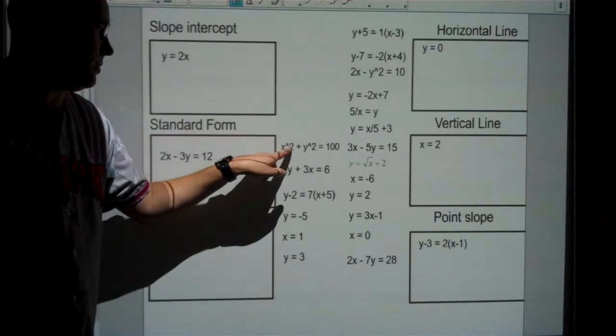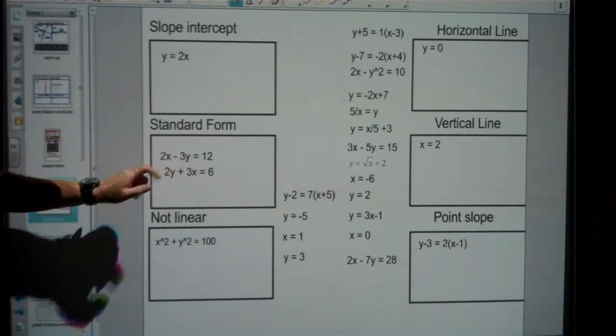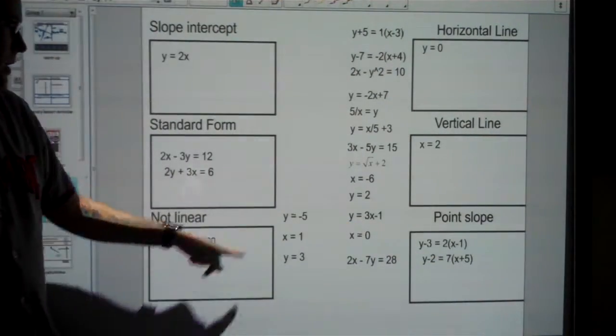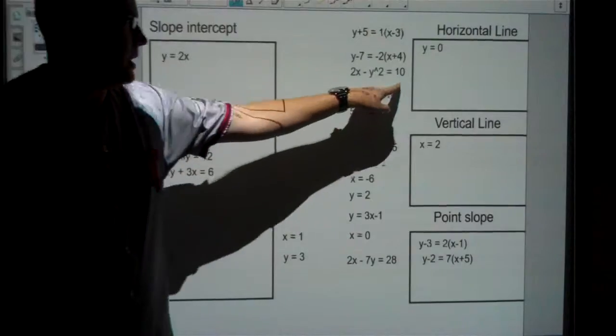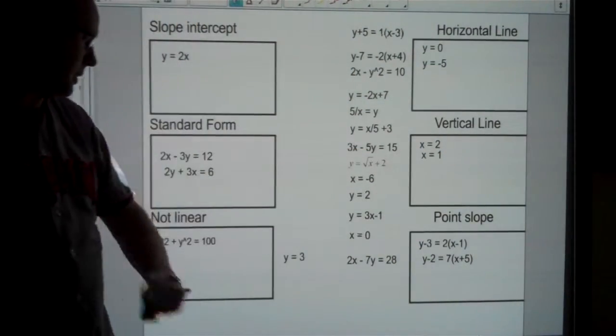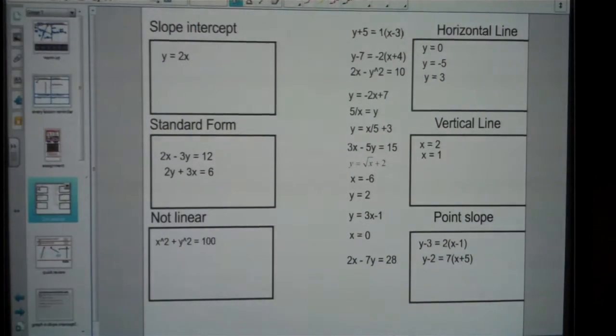If I have any powers, then that means that this is not linear. X and y on the same side again. I see parentheses, so point. Both begin with p. Y equals -5 is a horizontal line. X equals a number is a vertical line. And y equals 3 is a horizontal line again. So we did a little bit of extra practice on that.